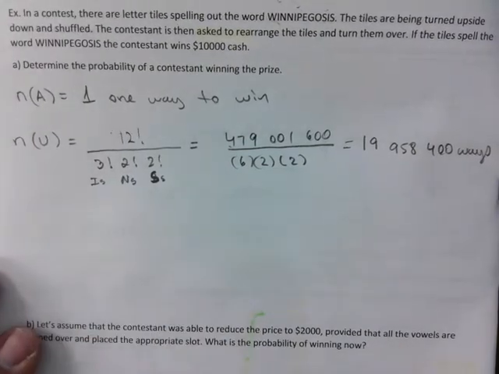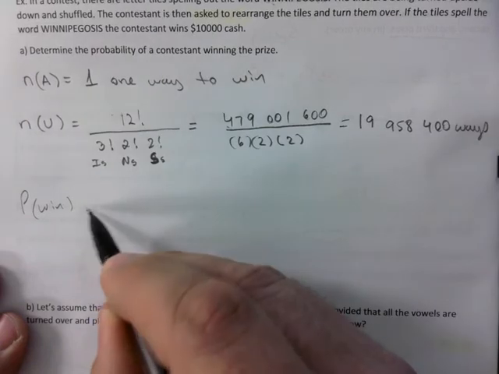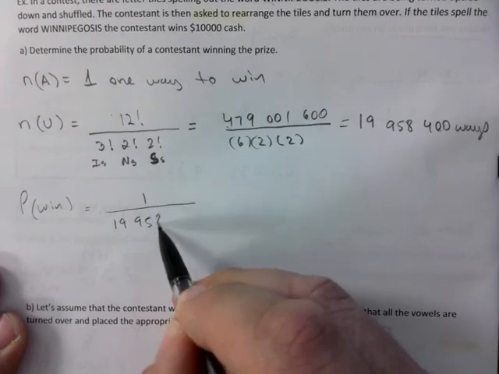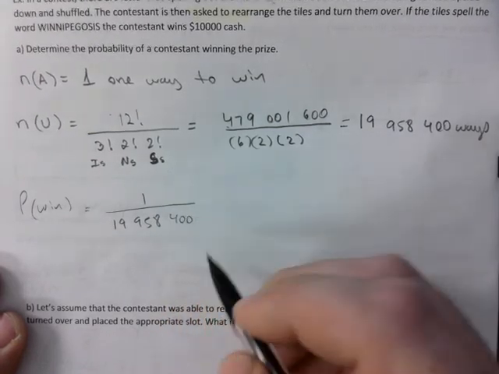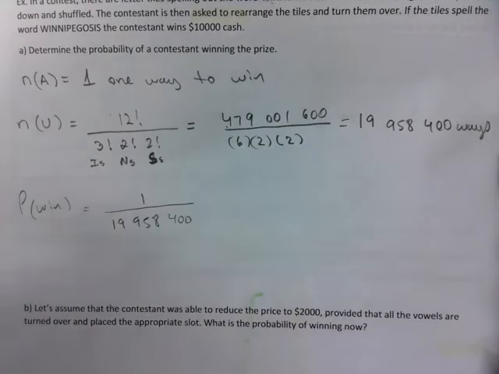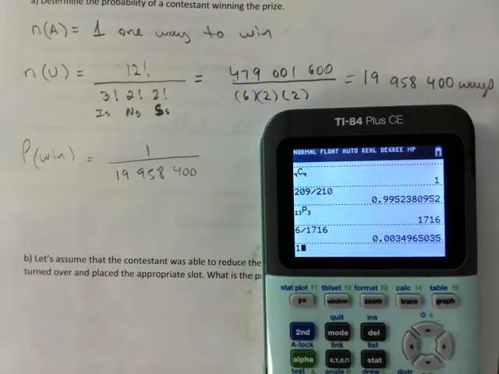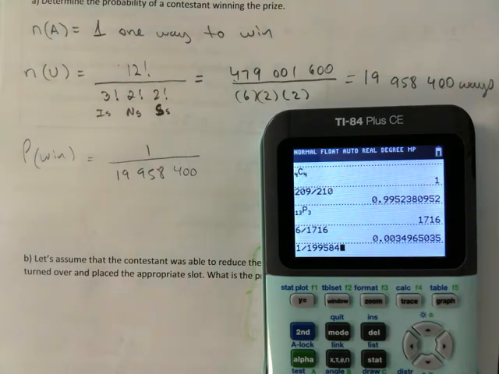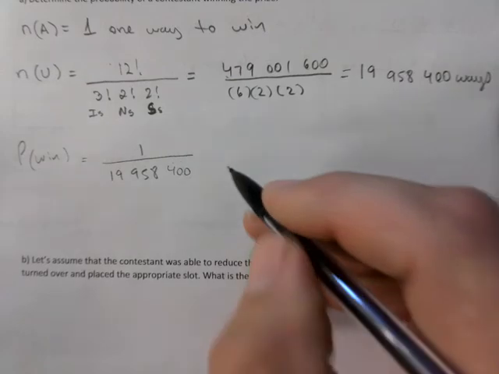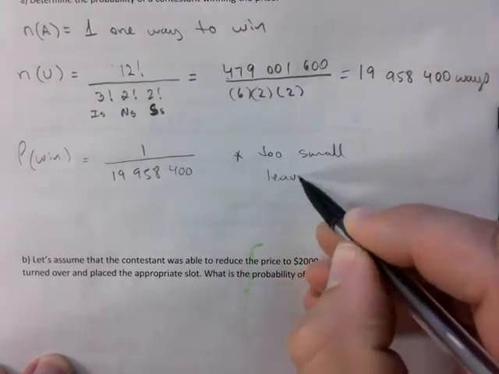Therefore, the probability of winning would be 1 in this many possible ways. This is going to be too small. Try this in your calculator. If this ever happens, you just don't worry about it. You leave it as a fraction. It's too small for our calculators. Too small. Leave as a fraction.